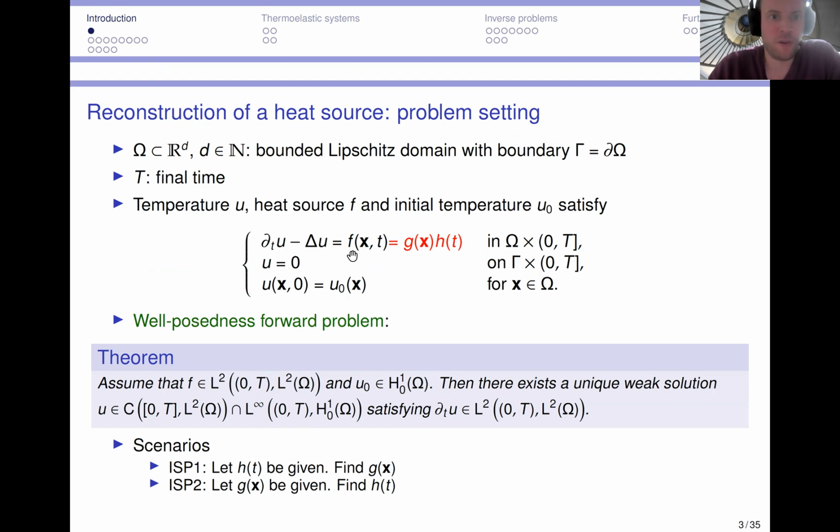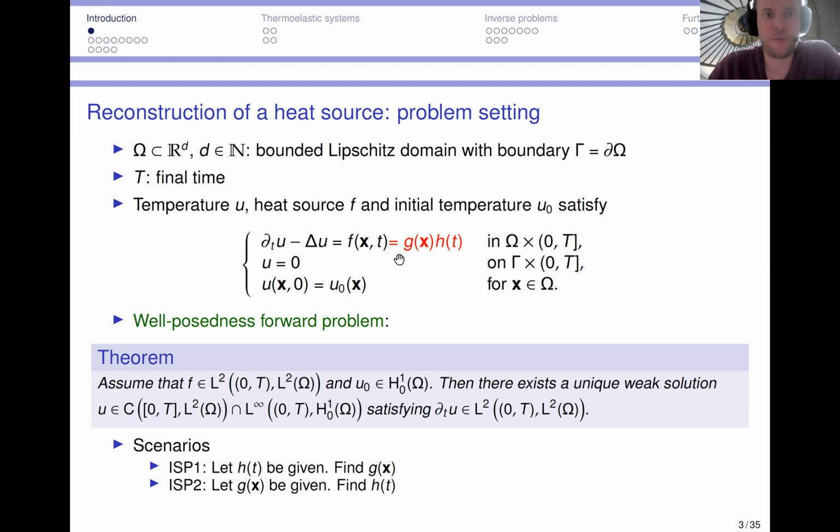We know about the forward problem that this is a well-posed one. If F belongs to this space and U0 is an element of H10, then we get the existence of a unique weak solution in the intersection of these two spaces. In particular, the solution U at the final time is well defined as an element of L2 omega. This is important for later.